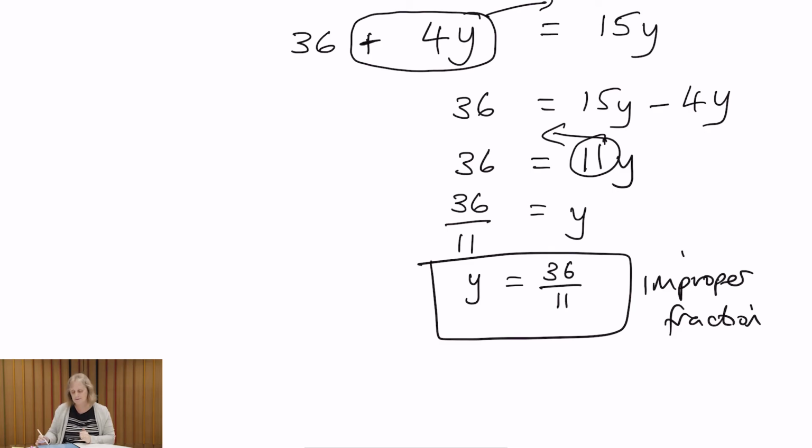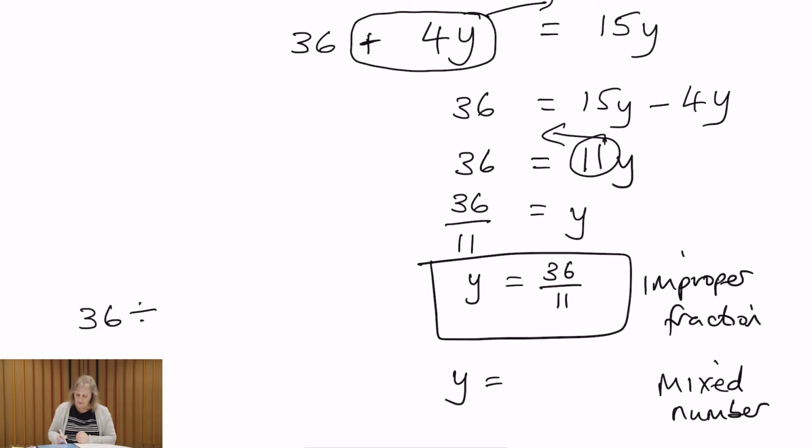So 36 is bigger than the 11. So we could just leave our answer that way as an improper fraction, 36 over 11. Or if the question asked us to change it into a mixed number, then we could do that also. My preference would be to leave it as an improper fraction, but we could change it to a mixed number. So remember how we do that.